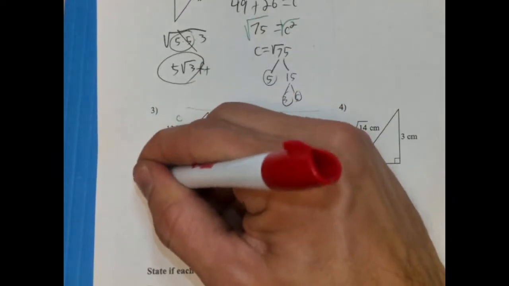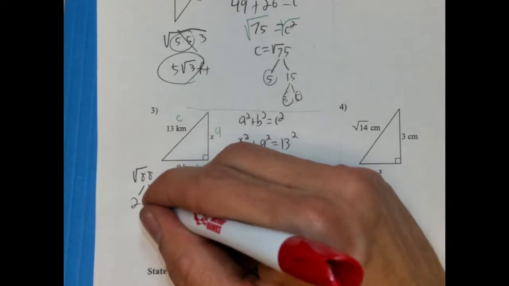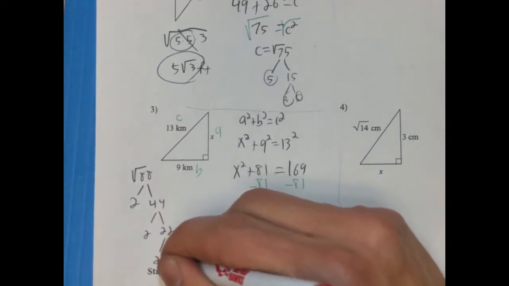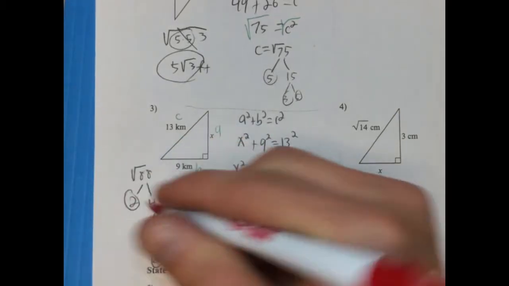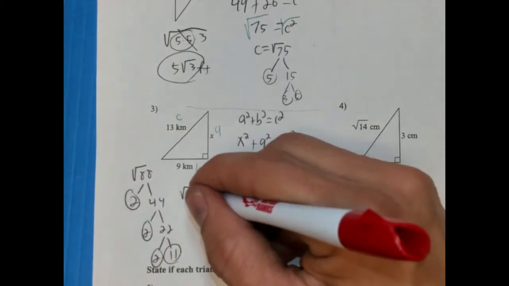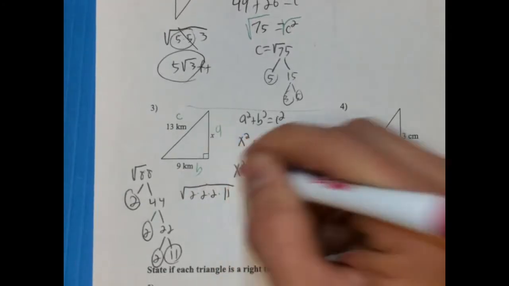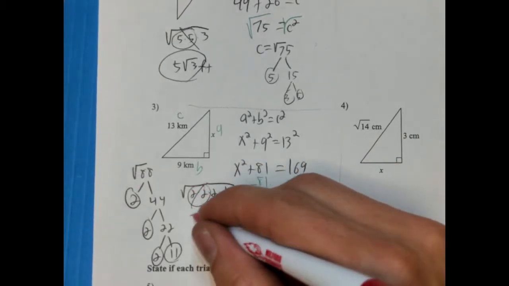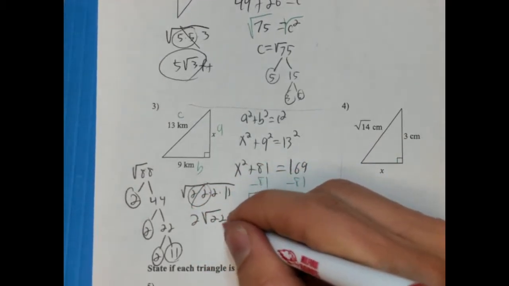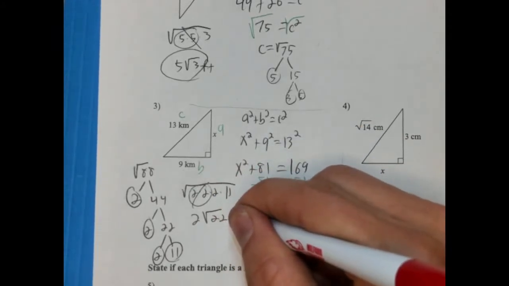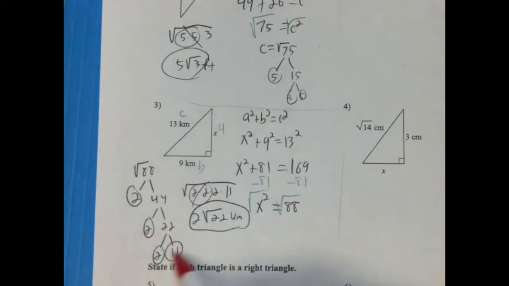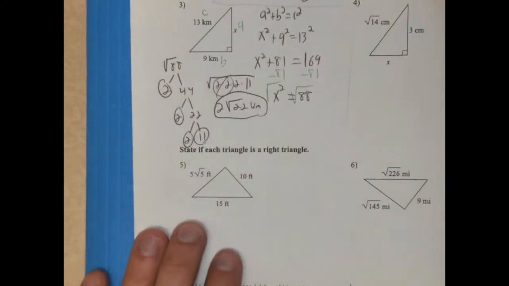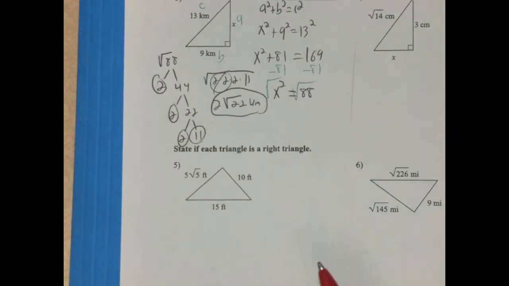So radical 88, let's try to factor that. So 2 and 44, 2 and 22, 2 and 11. So we have 3 2's and an 11. 2 times 2 times 2 times 11. And we're going to circle the pair of 2's. So 2 on the outside and 2 times 11 is 22. So 2 radical 22, and that's going to be kilometers. This is the part that usually people have a hard time with, so take your time factoring it and use a calculator if you need to. If you know your times tables, it's not too bad.